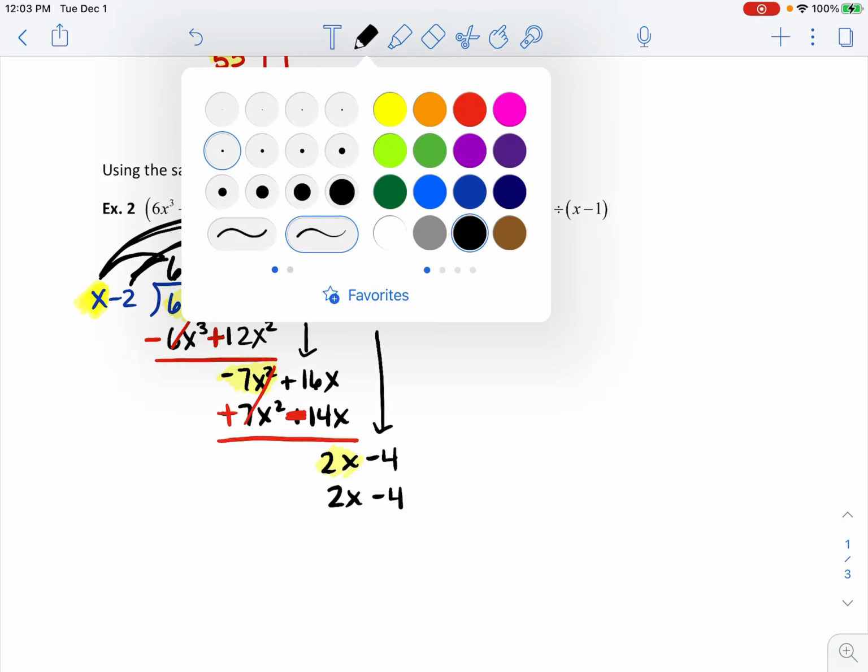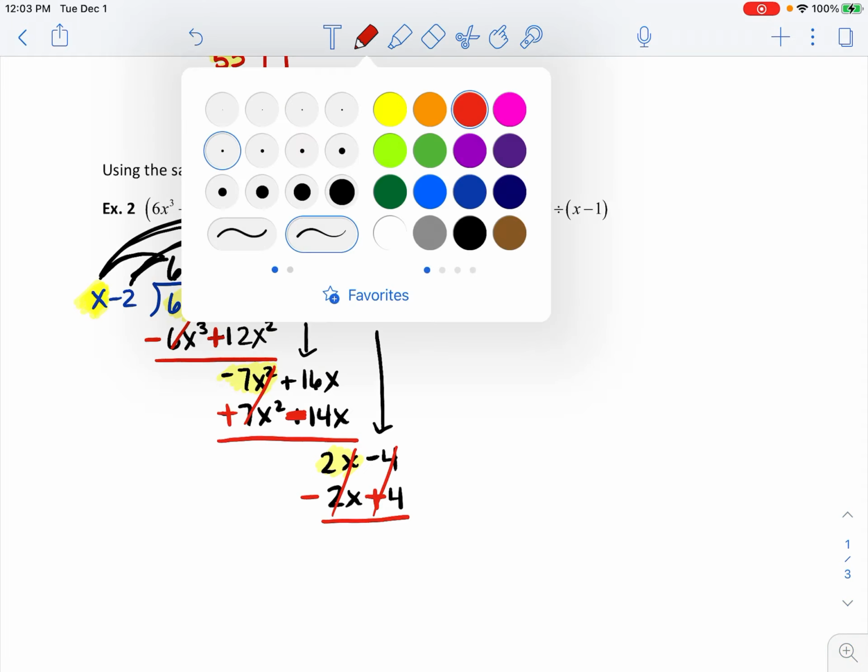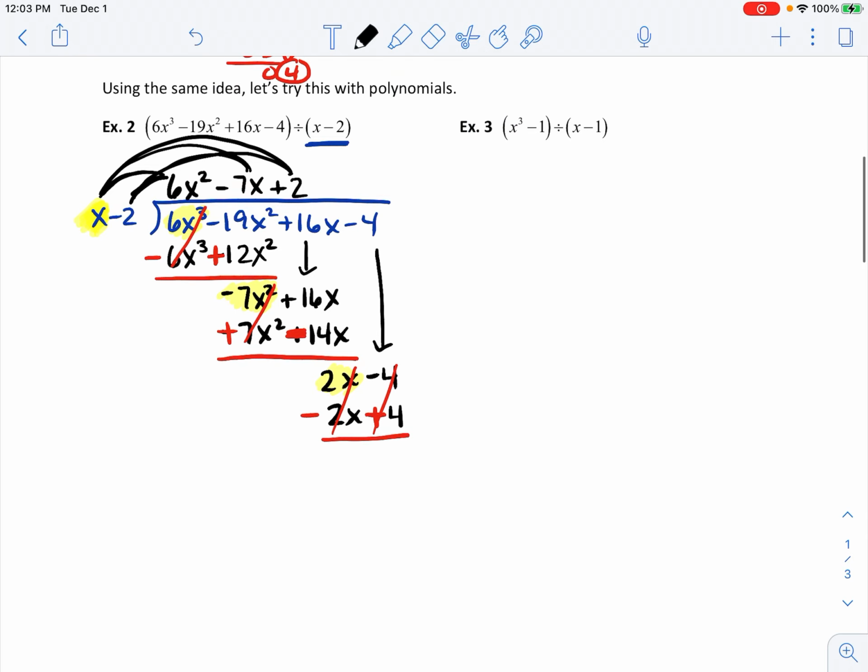And you guys, one more time, we're going to draw that line and change those signs. And this time we got really lucky because look, they both cancel out, which means we do not have a remainder. This is really nice. So the answer to this is just 6x squared minus 7x plus 2.